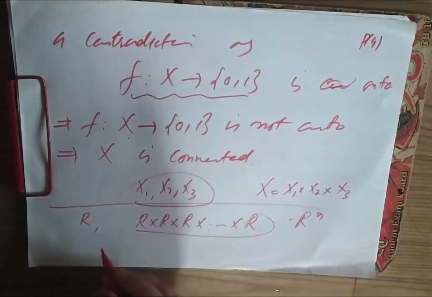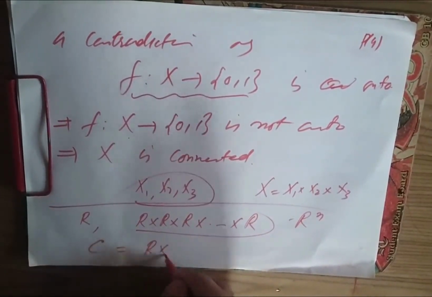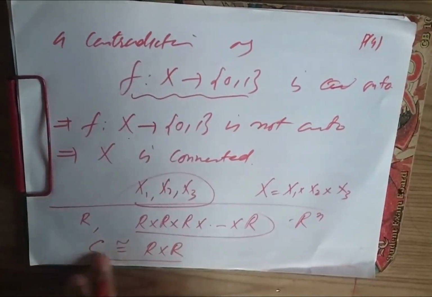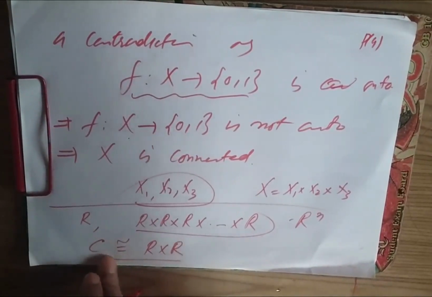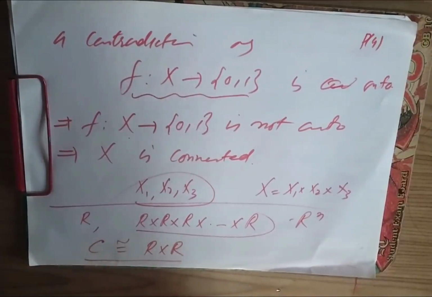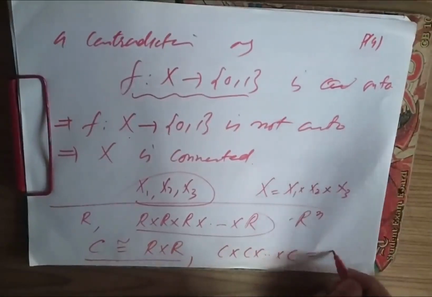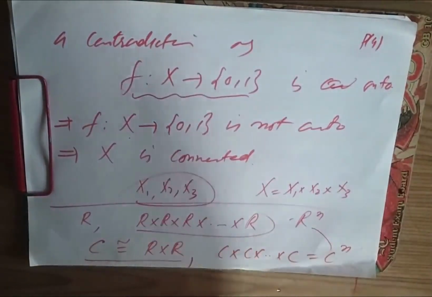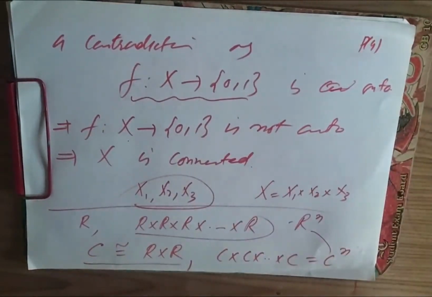And similarly you can prove Cn is connected. First you prove C is connected. You first verify that C is homeomorphic to R cross R. Since R cross R, which is R squared, is connected, C is also connected. So whenever C is connected, C cross C, n times, which is equal to Cn, is also connected. So both Rn and Cn are connected spaces.